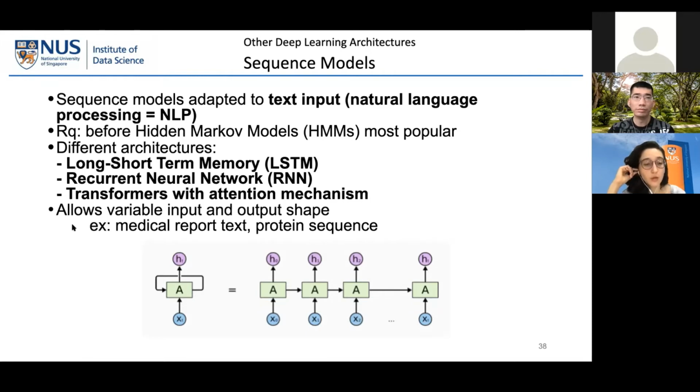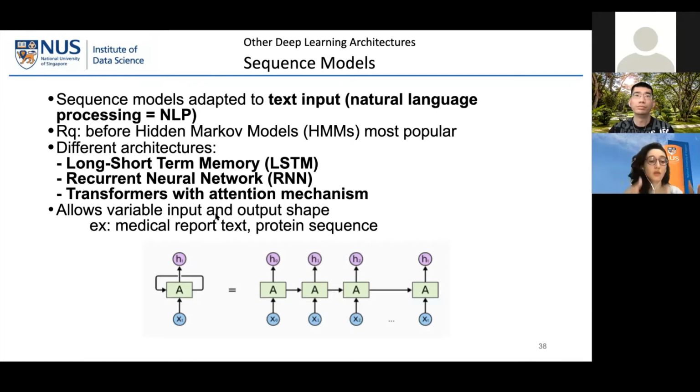So I'm not going to go into details here, okay? It's not my field of expertise and we don't have enough time. But what you can remember, maybe, is that it's adapted to text input, and a sequence model allows variable input and output to have variable shape.